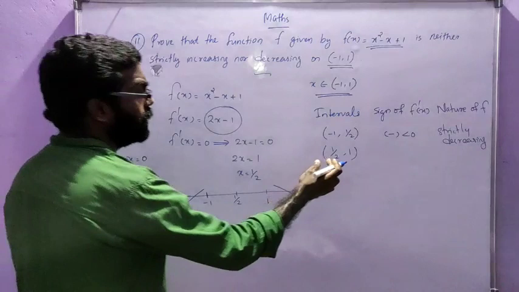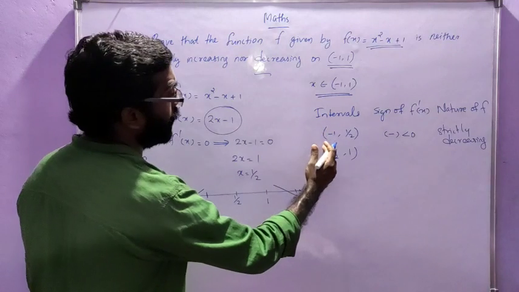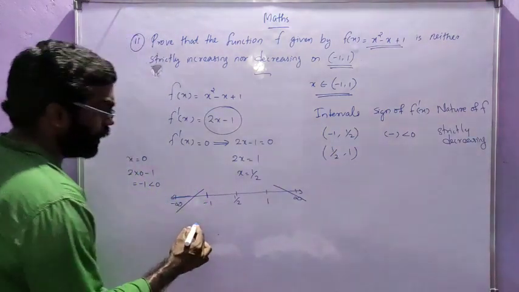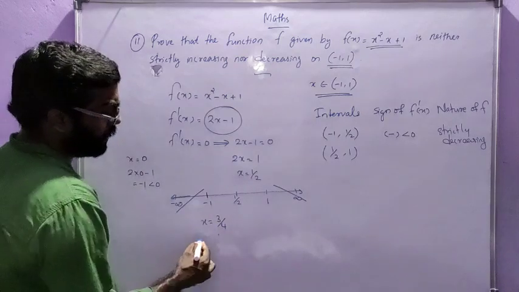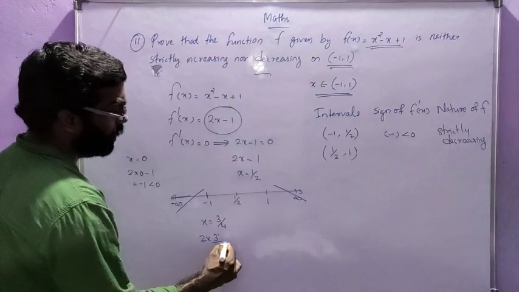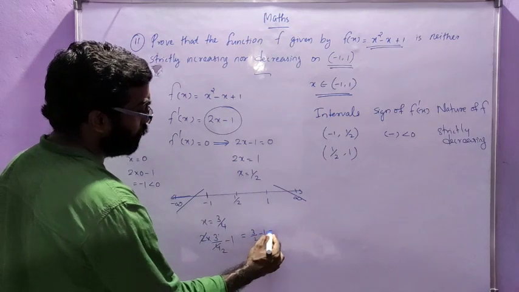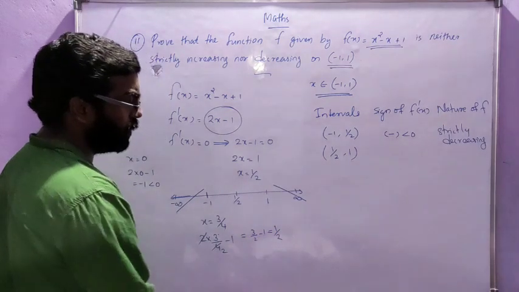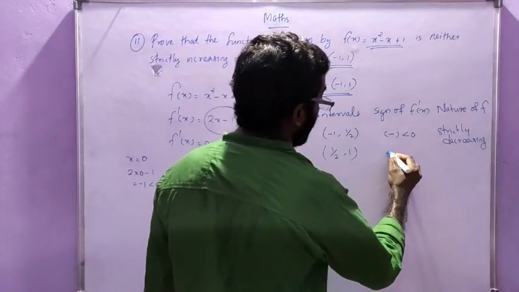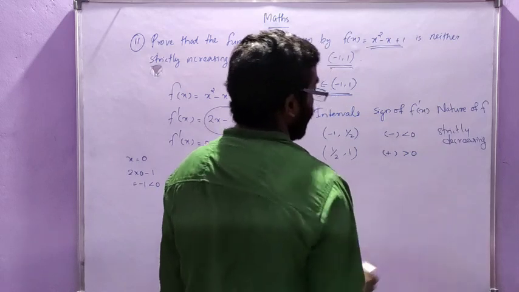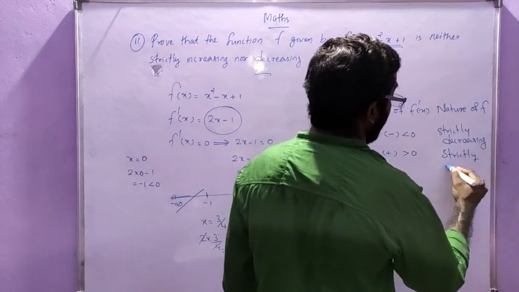Okay, then the next interval is 1 by 2 comma 1. Here also we can take one number which is more than 1 by 2 and less than 1. Here I take x is equal to 3 by 4. Okay, and when x is equal to 3 by 4, f dash of x is 2 into 3 by 4 minus 1. We can cancel 2 and 4, that is 3 by 2 minus 1, which gives 1 by 2. 3 minus 2 divided by 2, which is 1 by 2, it is positive. Okay, so plus, which is greater than 0. Therefore in 1 by 2 comma 1 the function is strictly increasing.